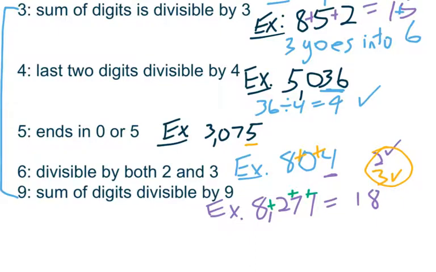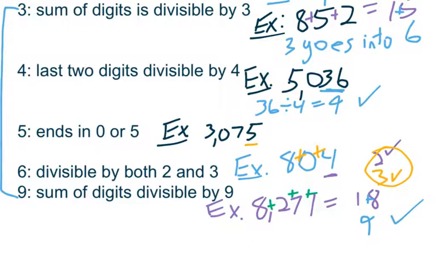Obviously we know it does, but if we didn't, we could keep adding them. That's the cool thing about this. If you had a really big number, 1 plus 8 is 9. Will 9 go into 9? Yes. So it checks. I love the rule for 3 and 9. It's just really simple. You can do a really big number and figure out if it goes into it pretty easily.